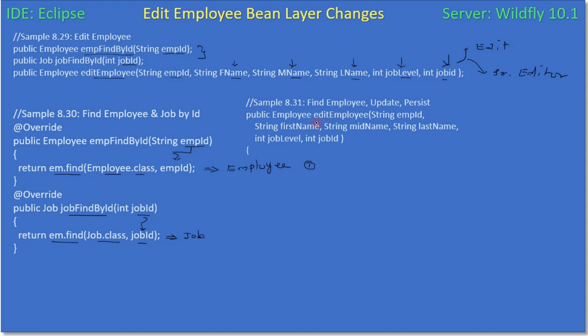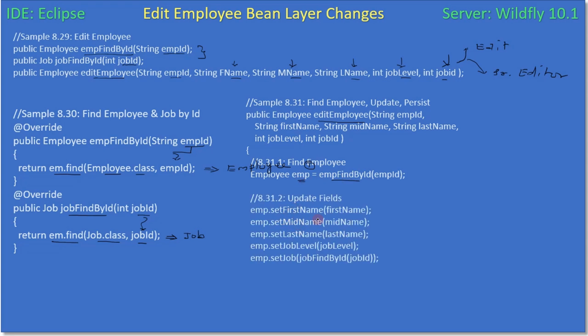Next, we implement edit employee functionality. And the edit employee, if you see first name, middle name, last name, job level, job ID, emp find by id. So this is the function we are using, emp find by id, and this will give us the employee. Then we are doing a setter method for this employee. So information is already coming here as a parameter. So first name we are setting, middle name, last name, job level, then job id.